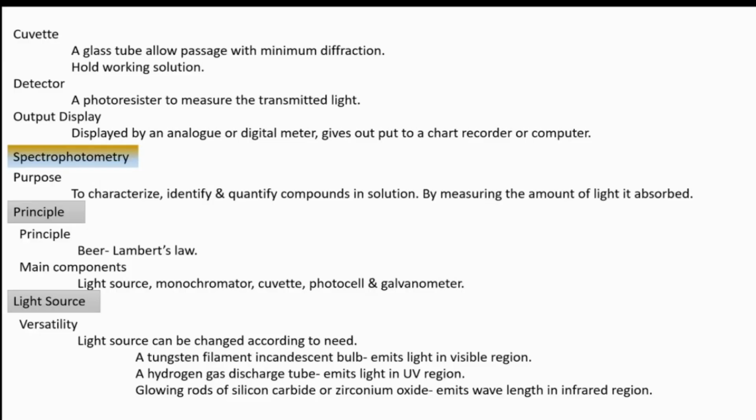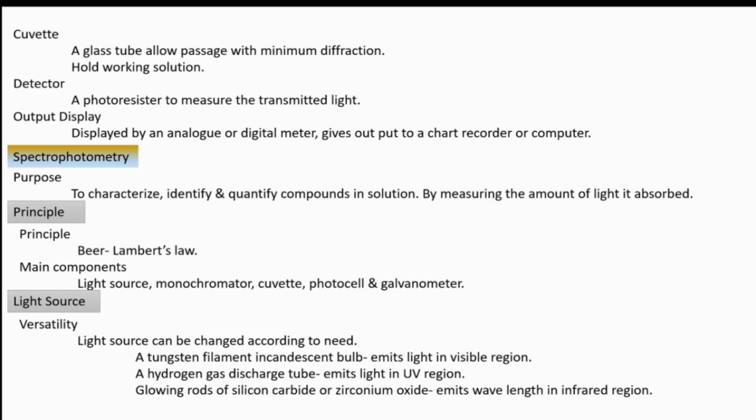Good morning, students. Today we start our topic with another instrument, its working, its principle, that is spectrophotometry. First point, we need to understand what is the purpose of this instrument.